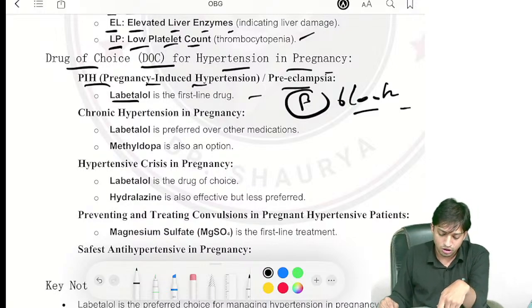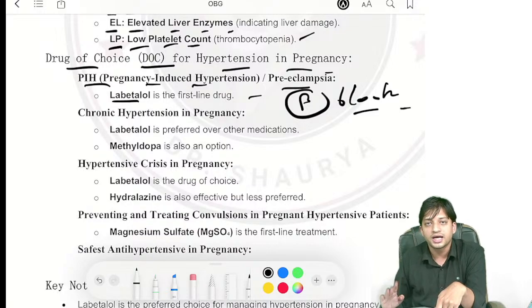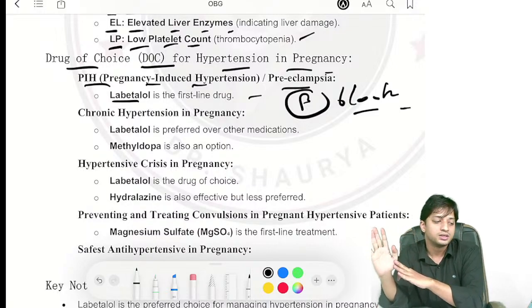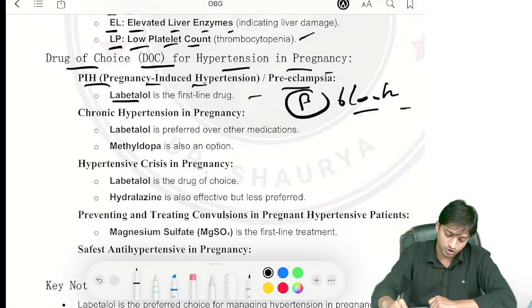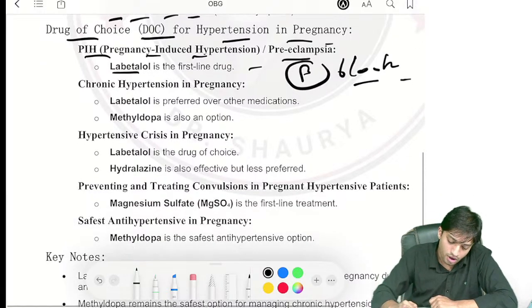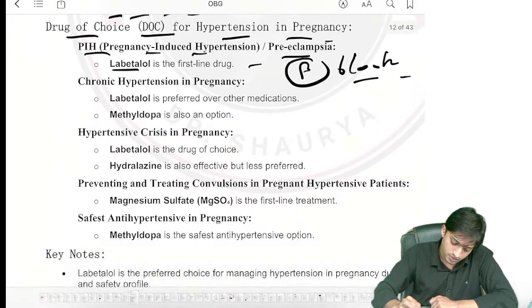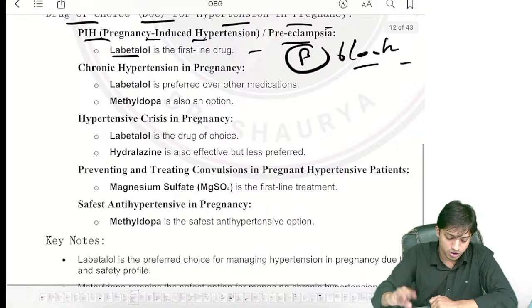Methyl dopa as an option, hydralazine as an option, right? Looking at the options, you will choose your best answer. Okay guys, now just have a look. Chronic hypertension in pregnancy, again the drug of choice here is labetalol. Now have a look here. Methyl dopa is also an option.